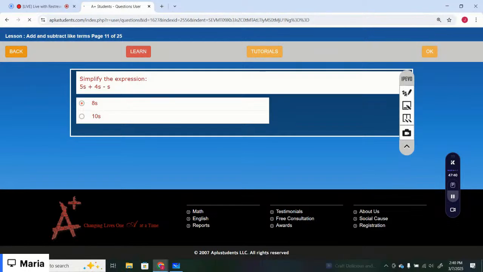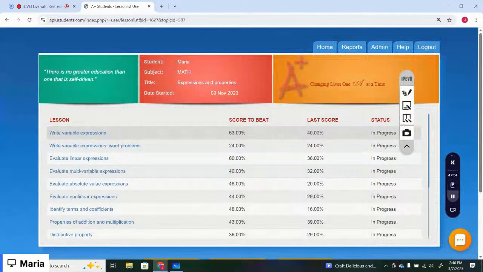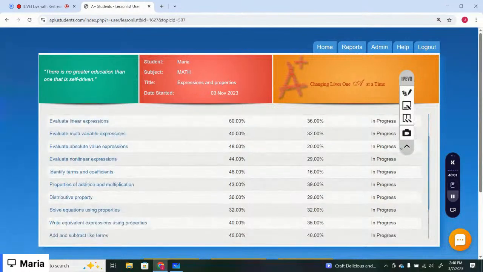So we were working on grade 7 math. The chapter we were working on is expressions and properties. The lessons we have covered today are distributive property, solve equations using properties, write equivalent expressions using properties, and add and subtract like terms.